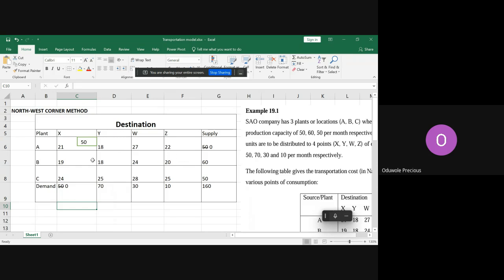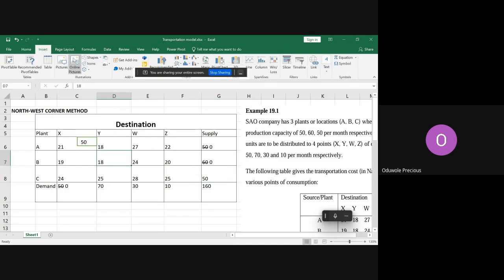So you continue again from the northwest. Again, from here, you look at it again. What is our supply? 60. What is the demand that they are looking for? 70. Abi? We cannot give what we do not have. So let's give them what we really have, which is the 60. So can I say this is 0, right? Then this will be cancelled out, right? So in this place, we will show that we'll give them the 60.